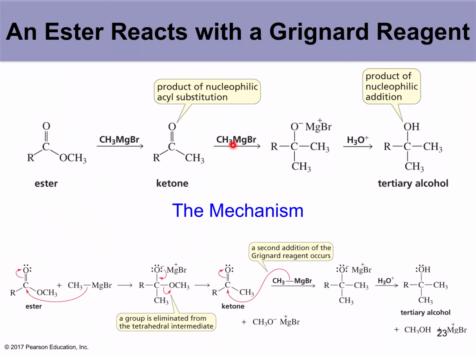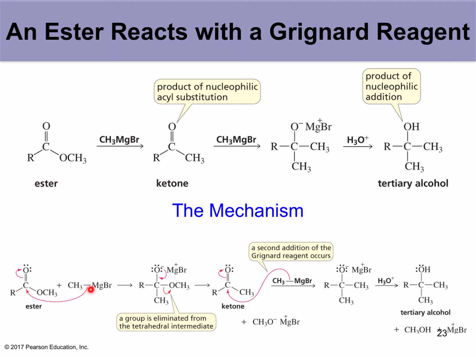reagent. So the end product would be, if you start with an ester, two alkyl groups from the Grignard reagent would end up adding to the carbonyl group. So methyl. So this can now again attack the carbonyl carbon, and then you have two methyl groups. And then when you do the acid workup, this would become alcohol. Okay, so basically if you start with an ester, you would end up getting a tertiary alcohol. Okay, and this is how the mechanism occurs.